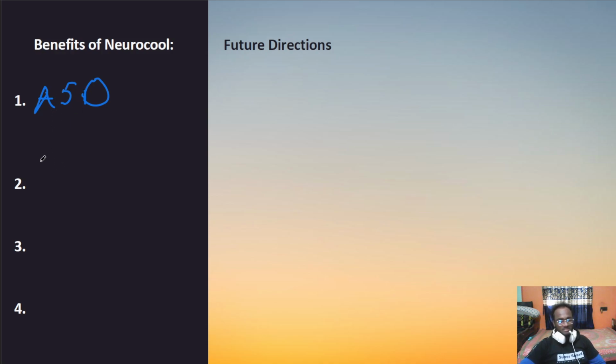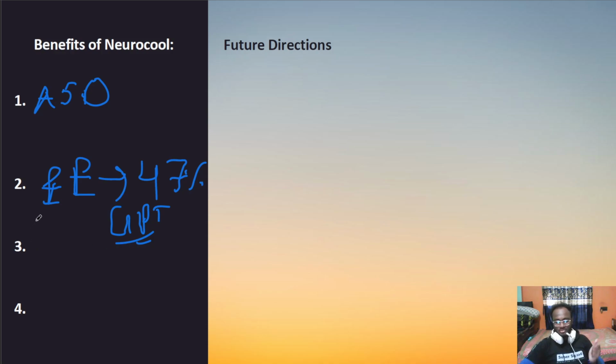The first is application specific optimization, and the second one is energy efficiency. It reduces energy usage by 47%. I think I remember it is in a GPT model, so in the GPT model, energy is reduced by 47%. And number three is faster execution. They reduce the execution time by 45%. This is the faster execution.